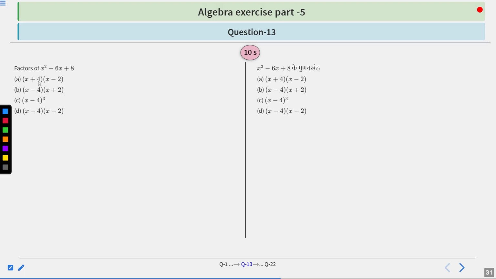Next is factors of x square minus 6x plus 8. And the options are option A, x plus 4 into x minus 2. Option B, x minus 4 into x plus 2. Option C, x minus 4 whole cube. Option D, x minus 4 into x minus 2. These are the options. And I'm giving you 10 seconds to find out the correct answer. After that, I will do the solution.